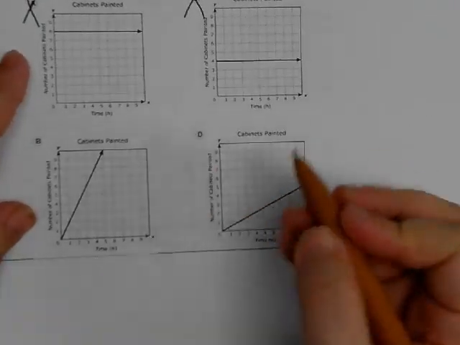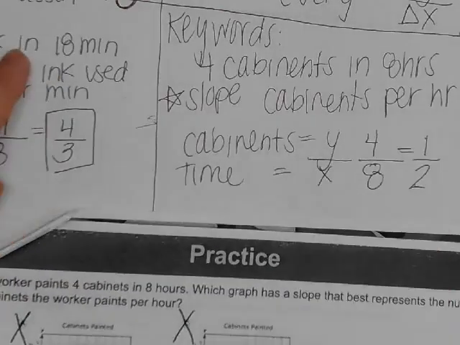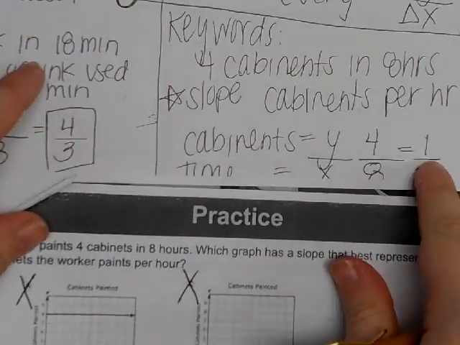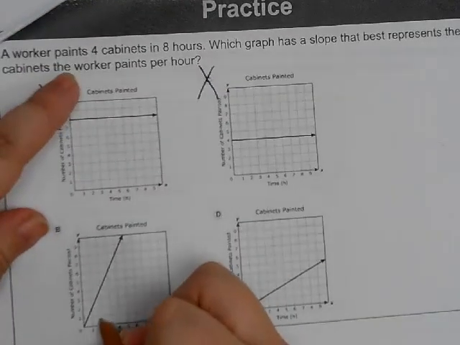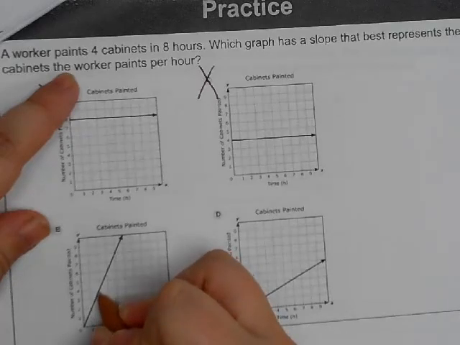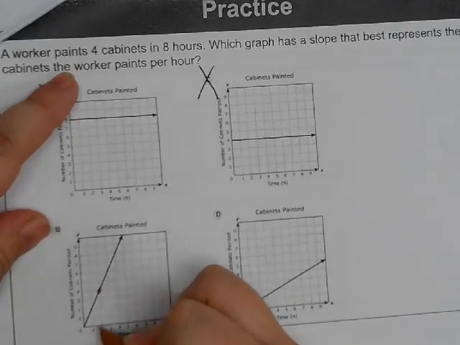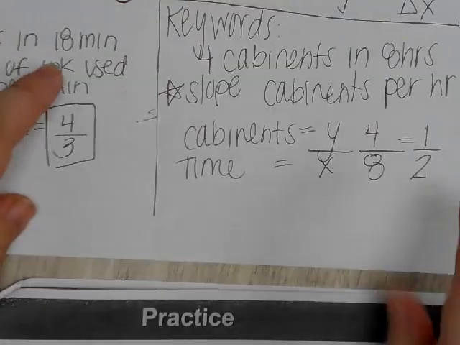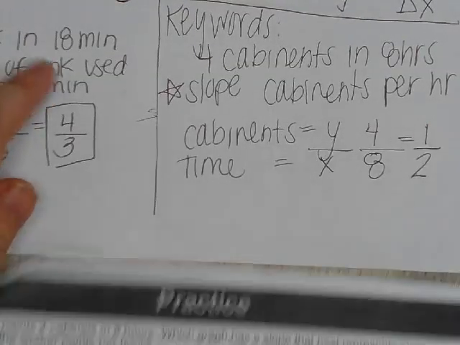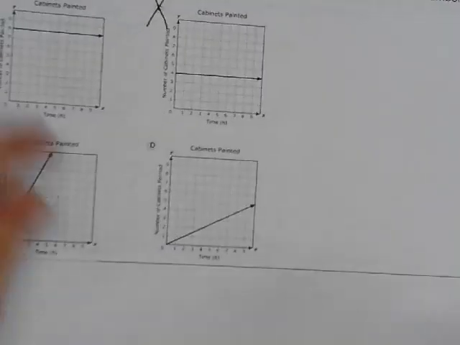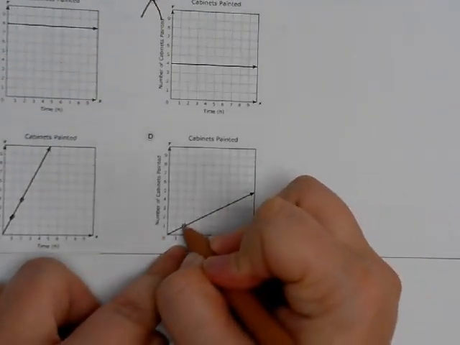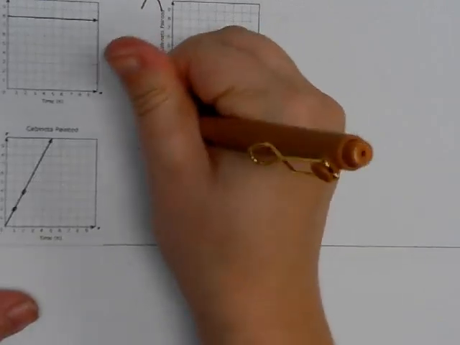So for 2 hours, I should have 1 cabinet. For 2 hours, it looks like I have 4. For that 1 hour, it was 2 cabinets. But that's not what my question was saying. It said 1 cabinet for 2 hours. So if I look here, I have 2 hours for that 1 cabinet. So my answer is D.